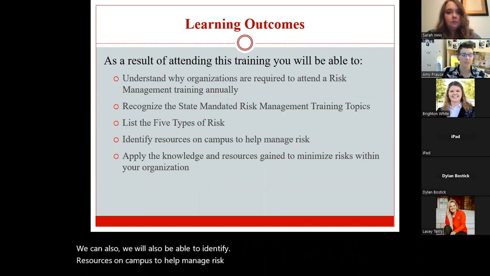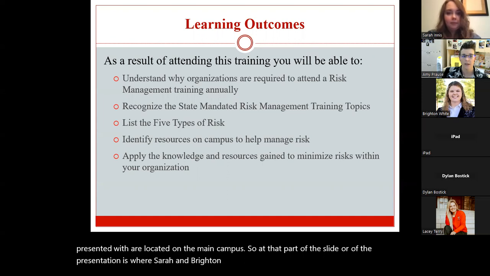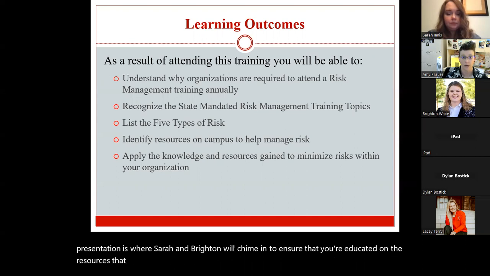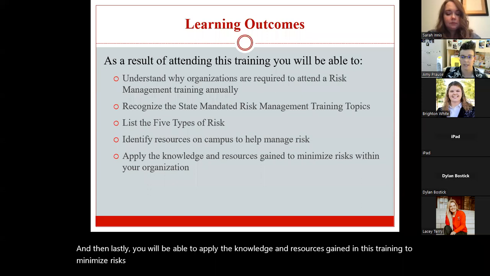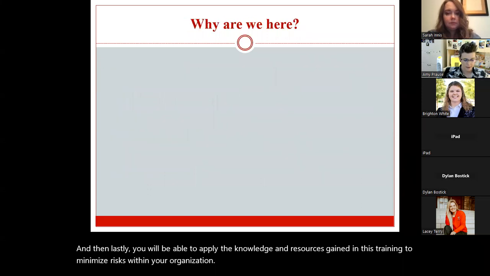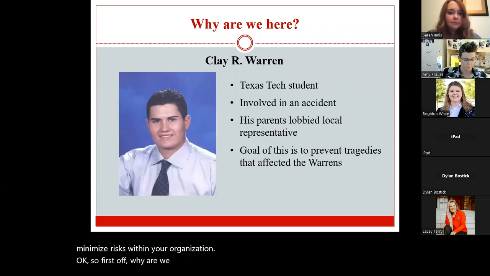I will preface that by saying the resources you will be presented with are located on the main campus. So at that part of the presentation is where Sarah and Brighton will chime in to ensure that you're educated on the resources that exist for you on your campus in Amarillo. And then lastly, you will be able to apply the knowledge and resources gained in this training to minimize risks within your organization.